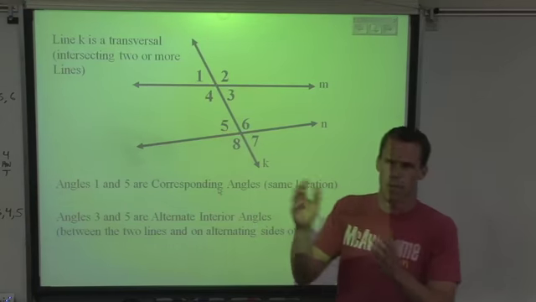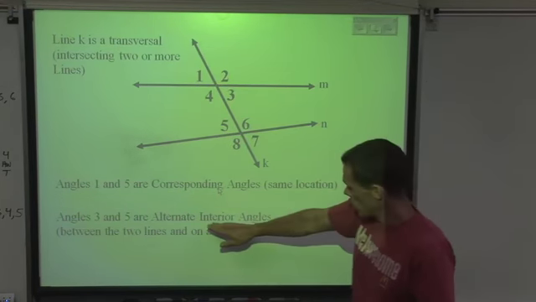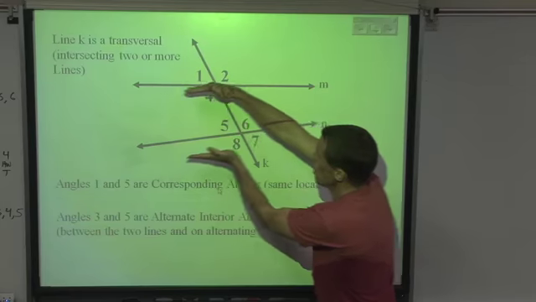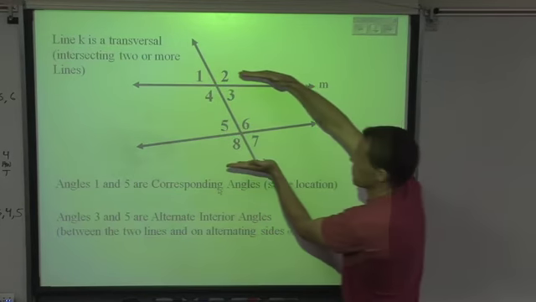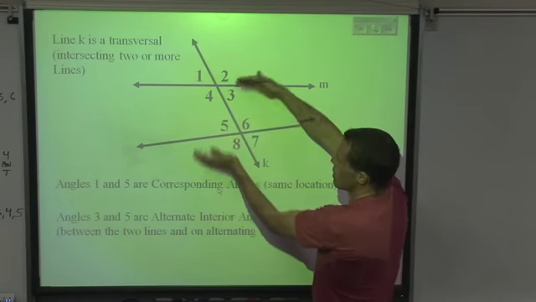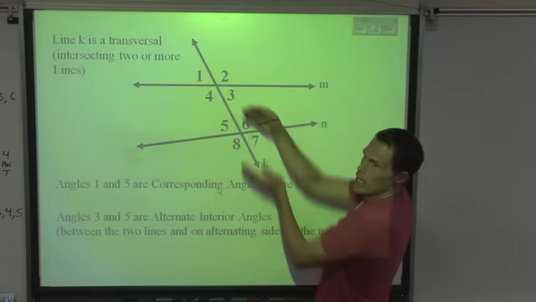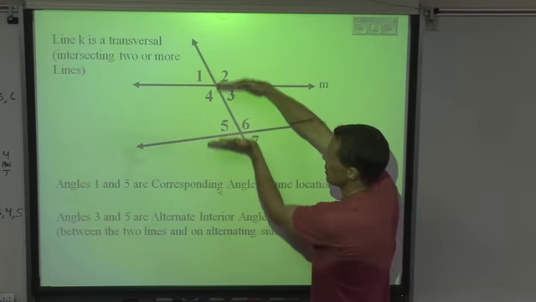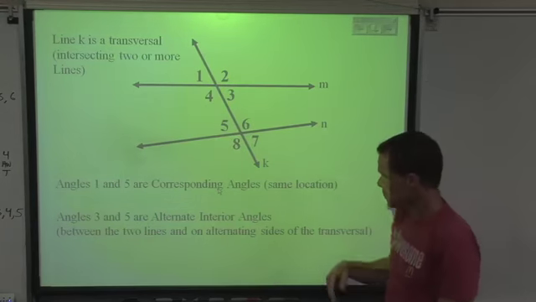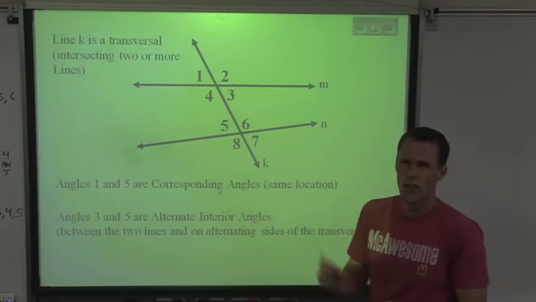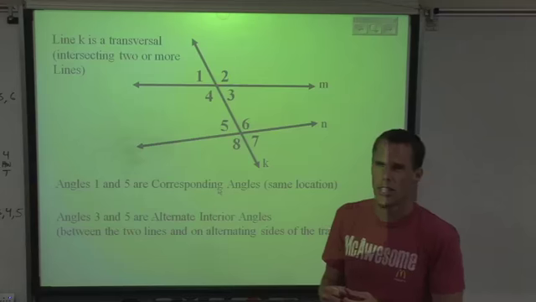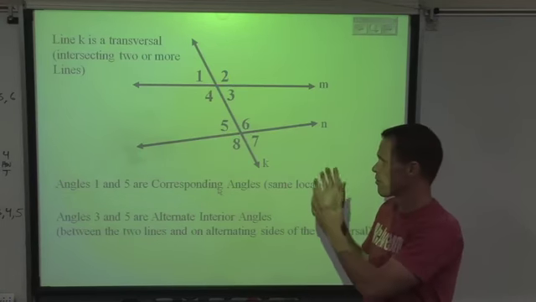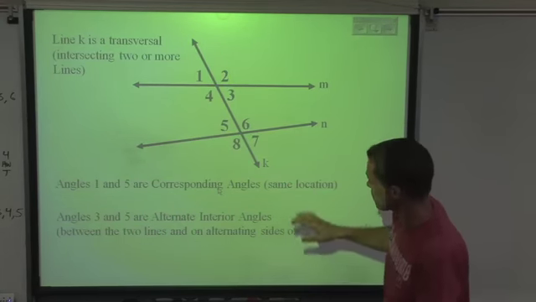That's the alternating portion. The interior word is because the two lines that we're looking at, if we were to squash them together, 3 and 5 are both in between the two lines. So they are alternate sides in between the two lines. Alternate interior angles. There is one other pair of alternate interior angles currently, and those would be angles 4 and 6.